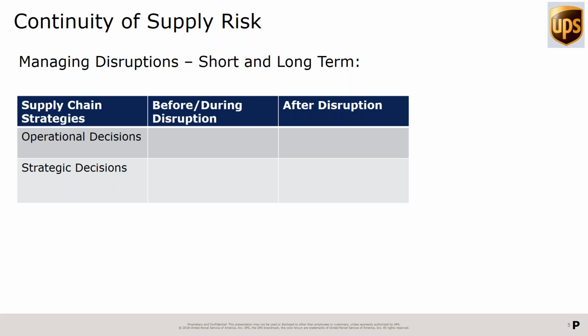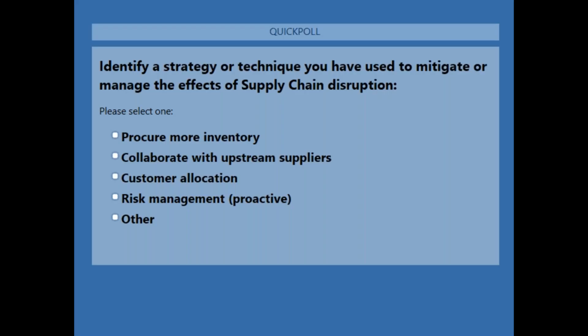Go ahead, Raghu. Yeah, so Kayla, actually, if you don't mind, you could even bring up the next poll as well. That will fit in nicely with this slide as well. Sure. Okay, the next poll is launched. Identify a strategy or a technique you have used to manage the effects of supply chain disruption. If you could select one of these: procure more inventory, collaborate with upstream suppliers, customer allocation, risk management, or other.